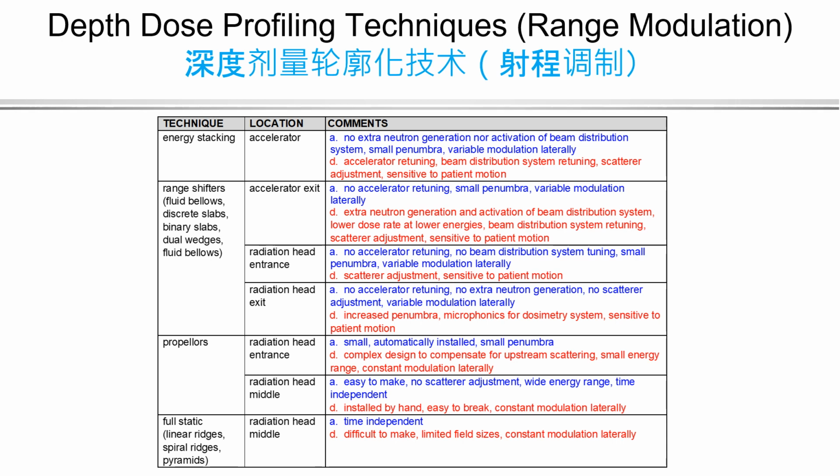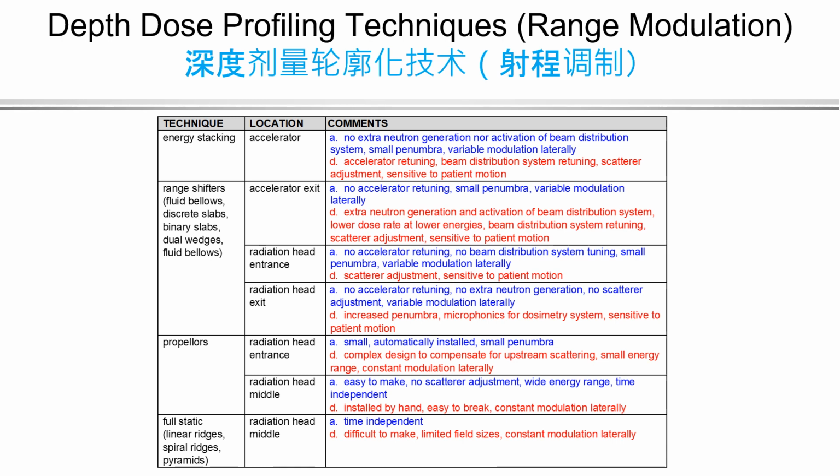When using range shifters located at the entrance to the radiation head, advantages include no accelerator retuning, no beam distribution system retuning, small penumbra, and variable modulation laterally. Disadvantages include the need for scatterer adjustment and a sensitivity to patient motion.